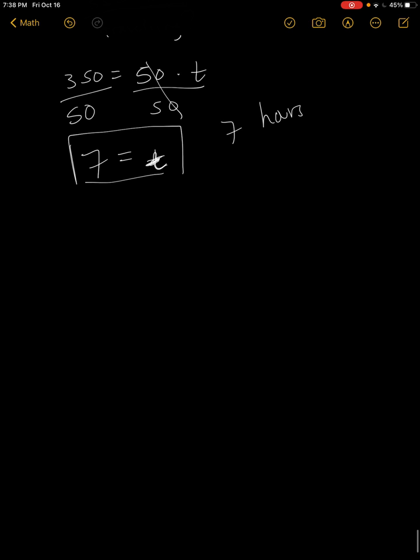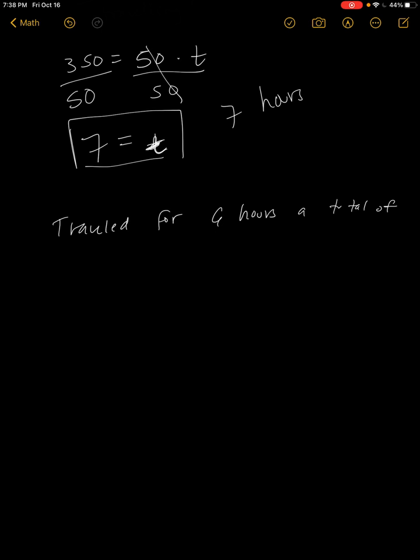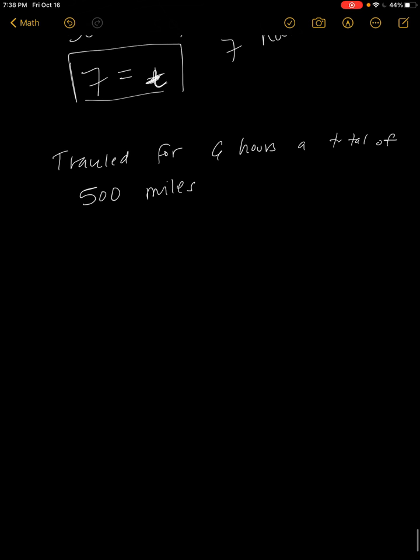Okay, maybe you're given other ones. So maybe you traveled for 6 hours, a total of 500 miles. Right, you went on a little road trip, you went 500 miles. What speed were you going? Or what was your average speed?